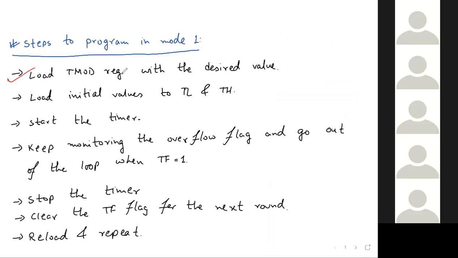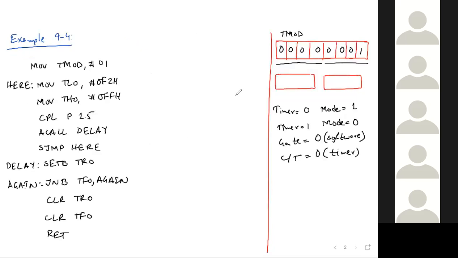That is, load the TMOD register with the desired value. Next, load initial values to TL and TH. So we are using timer 0 definitely, so we can forget about timer 1. If we are using timer 0, we know that this is your TH0 and this is your TL0. This is the higher byte, this is the lower byte. So what is the value in the lower byte? 0F2H. And what is the value in the higher byte? 0FFH.